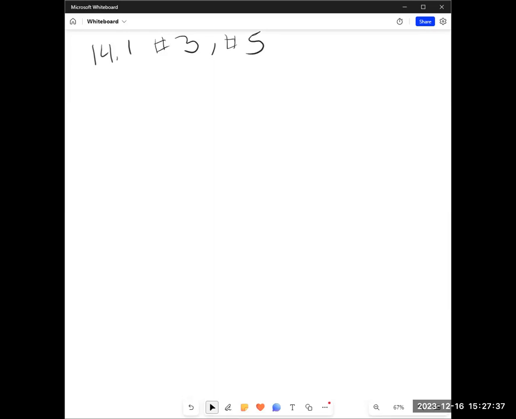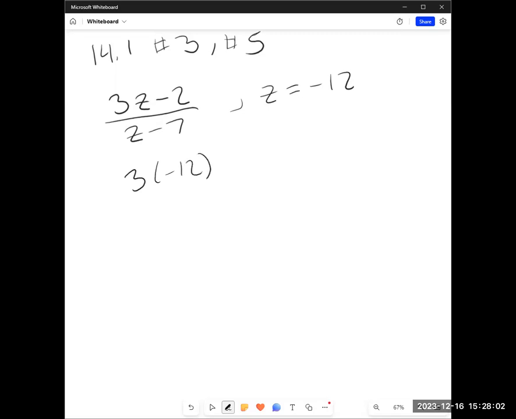So we're going to start off with 3z minus 2 over z minus 7, and we want to evaluate or find the value of that when z equals negative 12. So we're going to plug in negative 12 in the place of z.